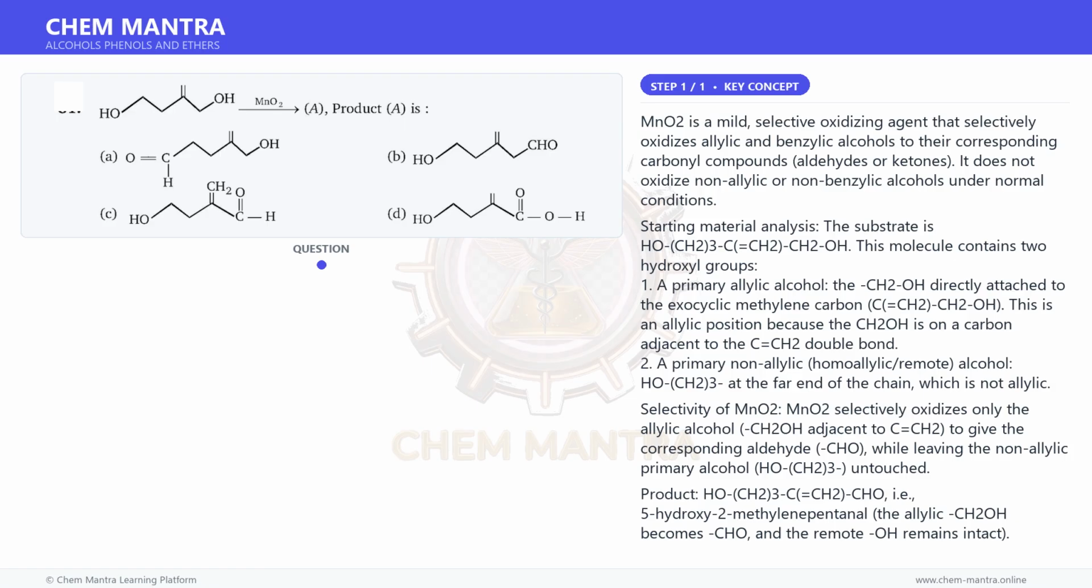Why do the other options fail? Option A oxidizes the non-allylic terminal alcohol to an aldehyde while retaining the allylic alcohol. That is the opposite selectivity, so it is incorrect. Option B appears structurally similar to C, but the drawing in the original shows it differently, in context. Option B may represent a different connectivity. Option D shows oxidation to a carboxylic acid, which MnO2 does not accomplish under standard conditions.